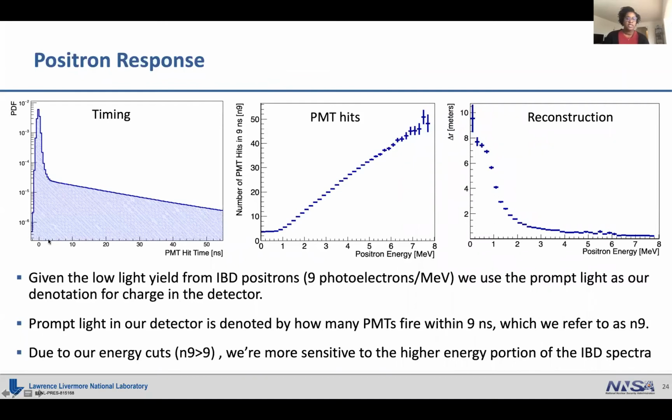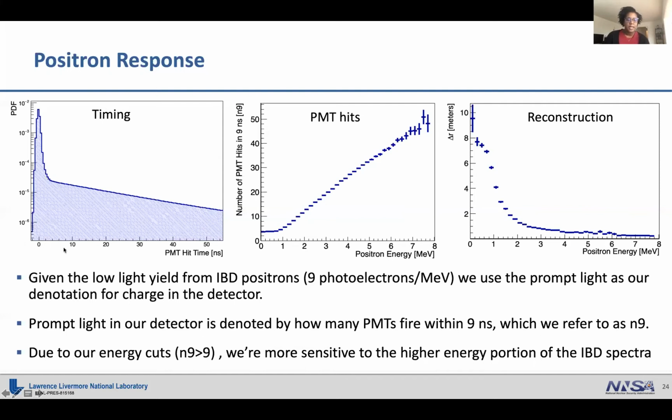And so if we see this figure right here, when we have the PMT timing distribution, most of the events tend to be within 9 nanoseconds of the reconstructed location. And so most of the events, to rule out a lot of background, is what we see within the first 9 nanoseconds of an event.